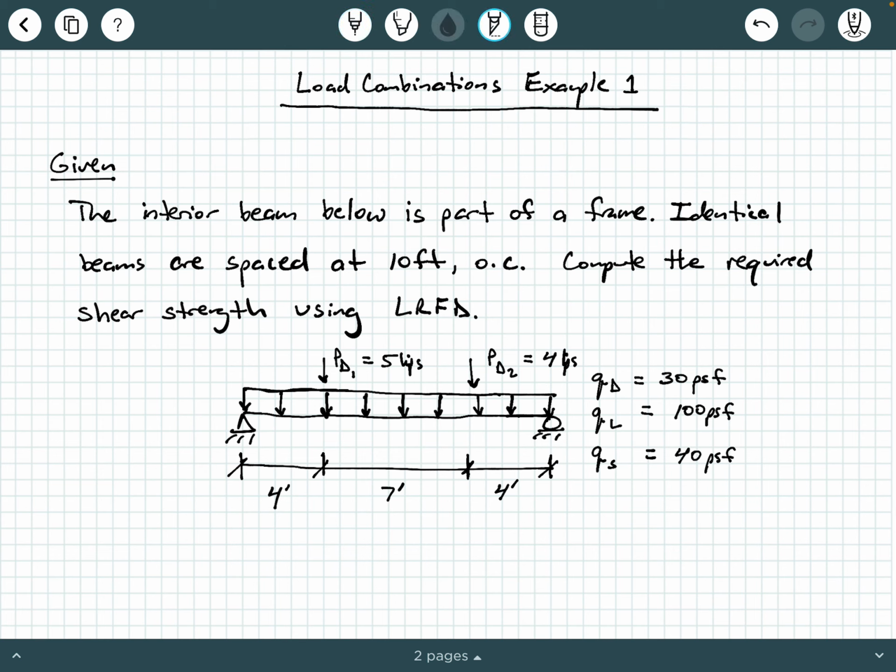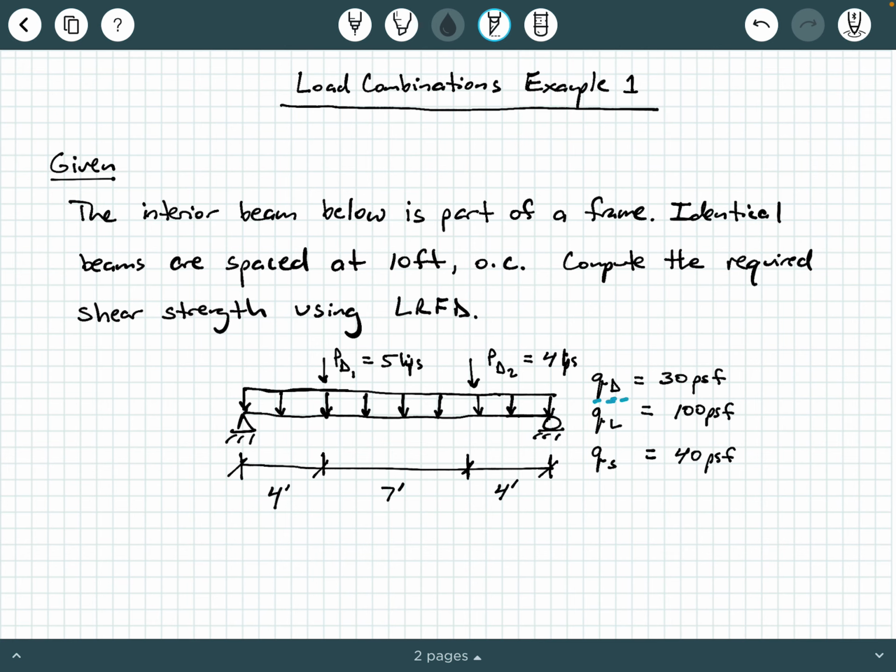We have a simply supported beam here. We have a pin and a roller, and we have a total span length of 15 feet. We see that 7 plus 4 plus 4 is 15. The beam is supporting a uniform distributed load that is really coming from three things.